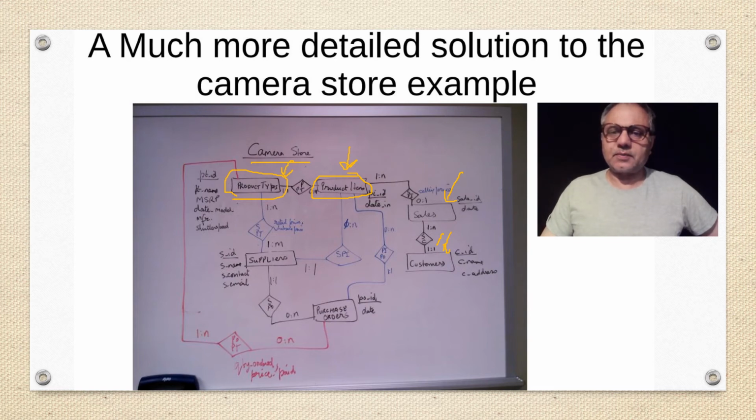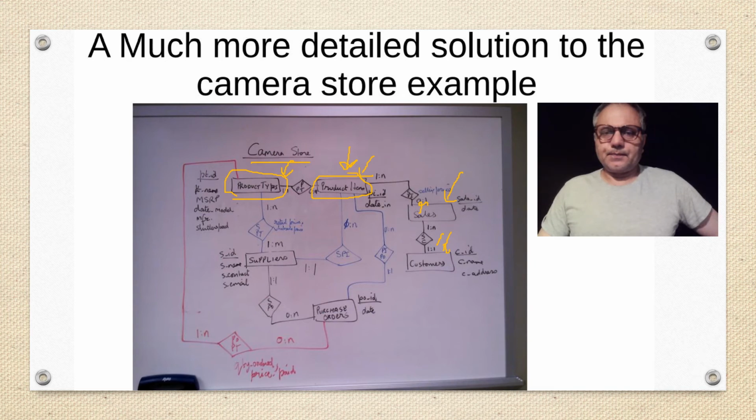So each physical camera could be linked to 0 to 1 sales at most. Out here we're assuming that if it comes back as a return, it's given a different barcode as an item, so it becomes a new item. We're not keeping track of it as an old item, right?